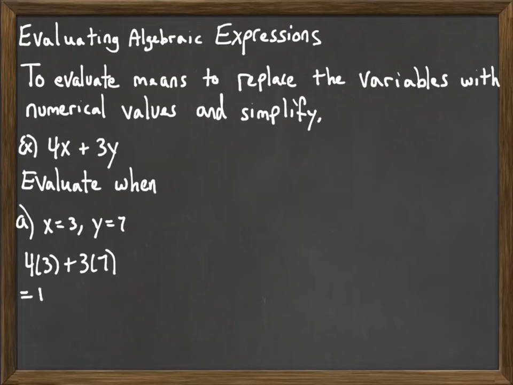And then we can go ahead here and multiply. 4 times 3 is 12. 3 times 7 is 21, following our order of operations. And then 12 plus 21 is 33.